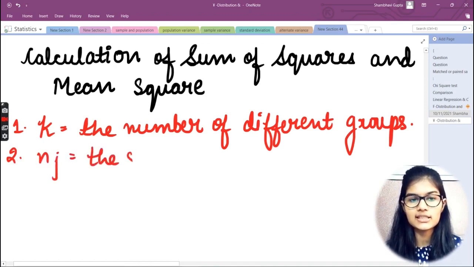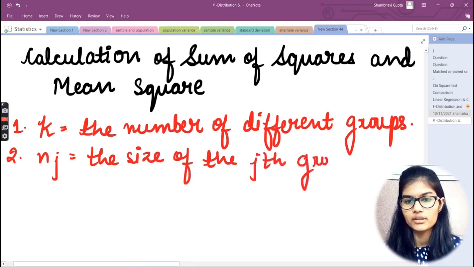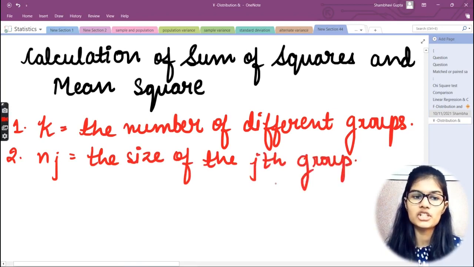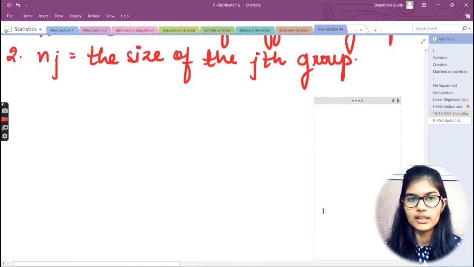Now moving towards the next point, we are having n of j here, okay? What is that? That is the size of the jth group. So whenever you see a notation written like n with j in the subscript, you can understand that this is the size of the jth group, right?